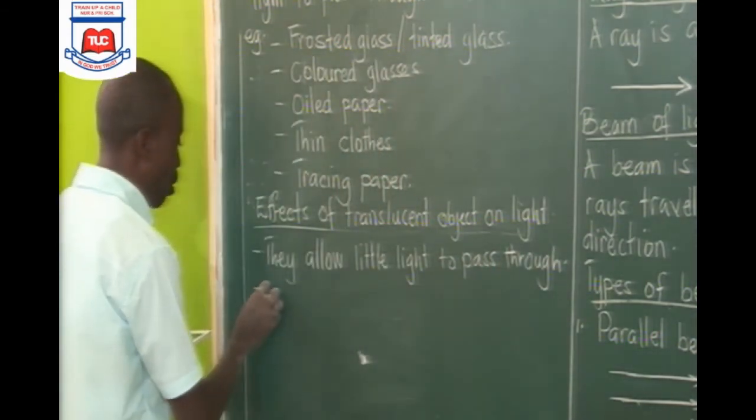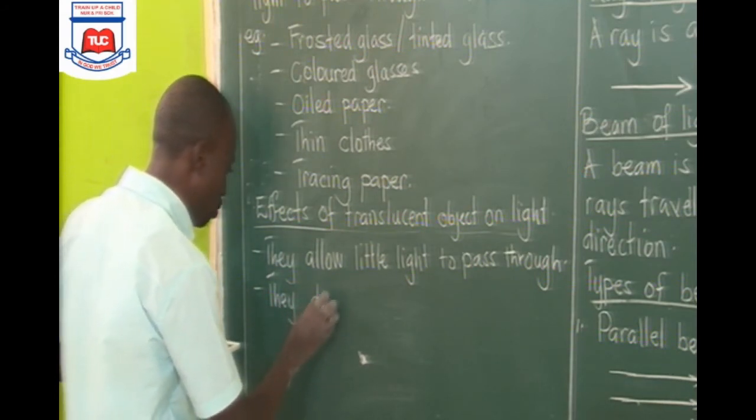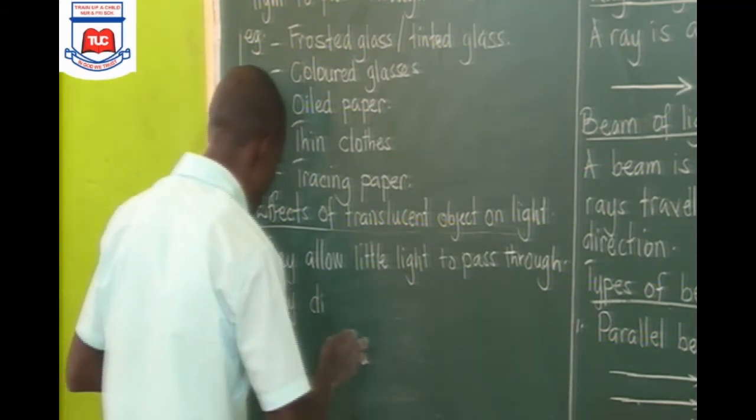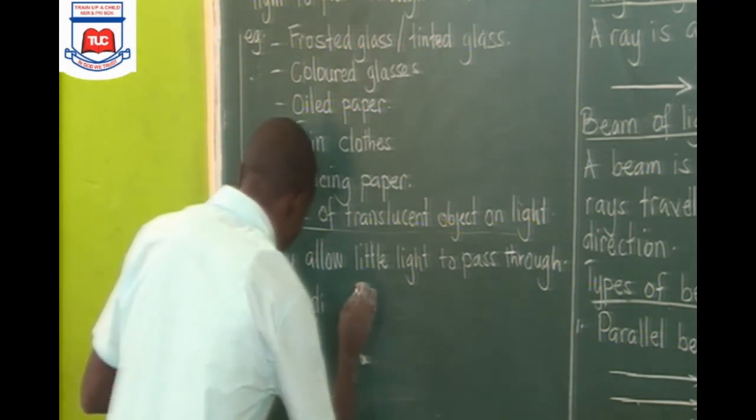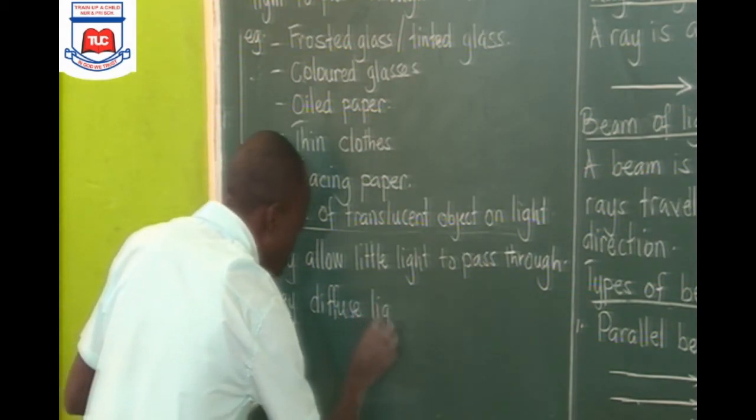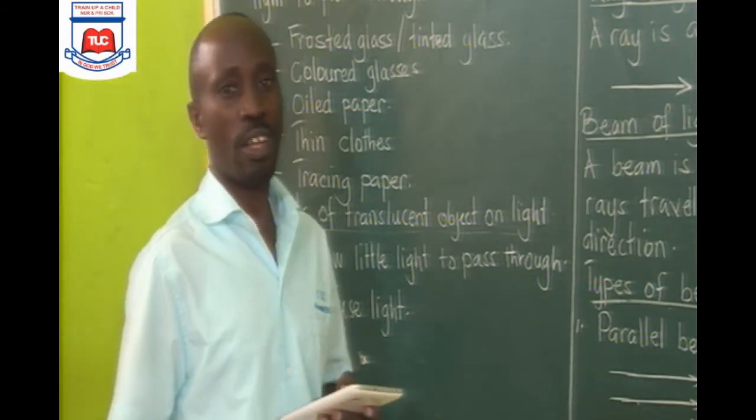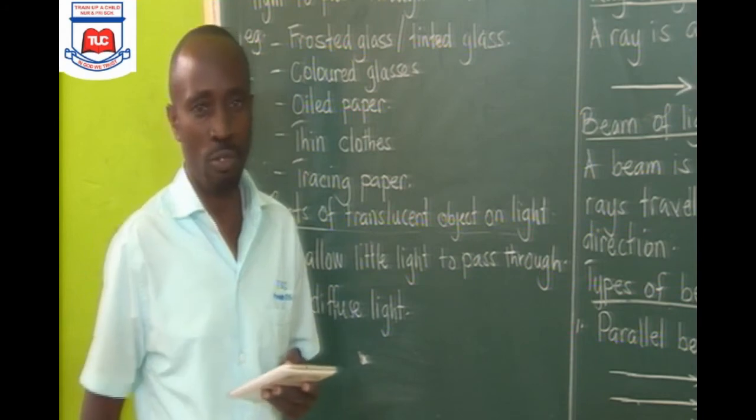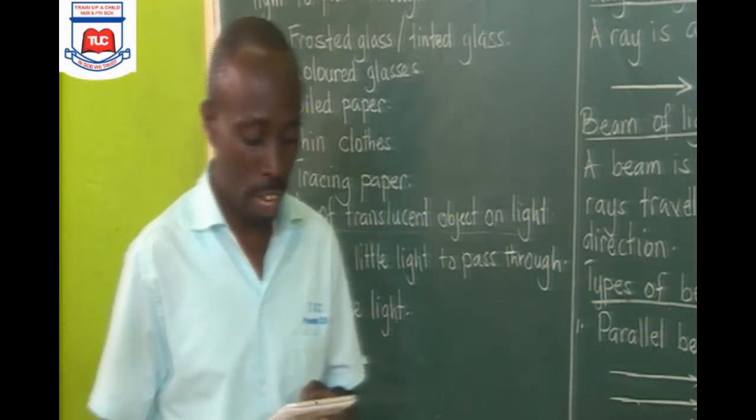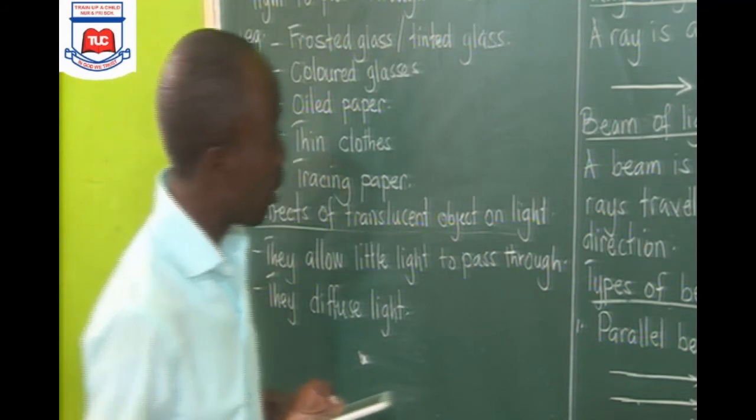Okay? They also diffuse light. So the light intensity is diffused. They can help to diffuse light. As simple as that. Those are translucent materials. They allow little light to pass through them. And we have given examples of such materials that allow little light to pass through them. They are up there.